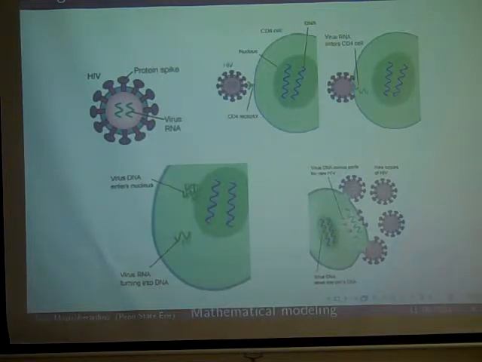Once the virus enters the cell, the RNA of the virus is converted to DNA through reverse transcriptase. The DNA enters the nucleus, manufactures more virus, which exit the cell and then repeat the process. And in this process, the T lymphocyte cell dies.